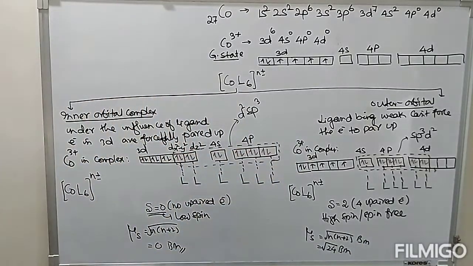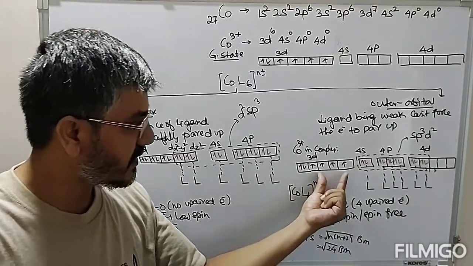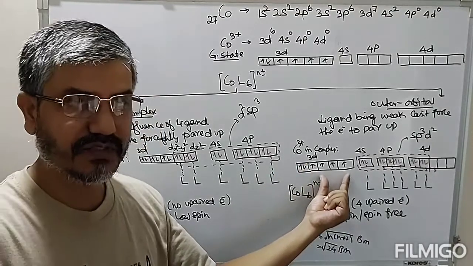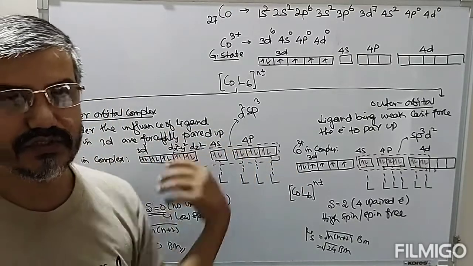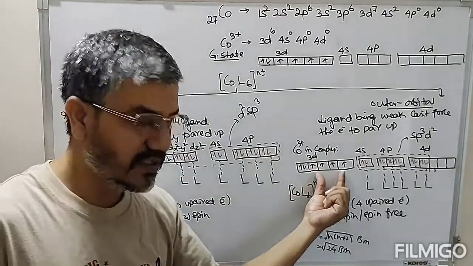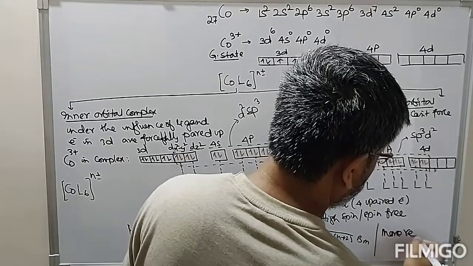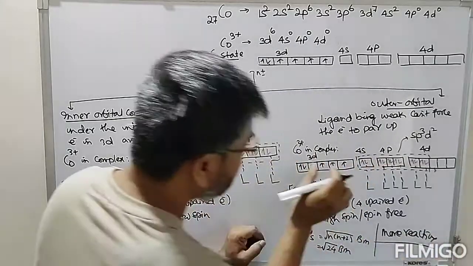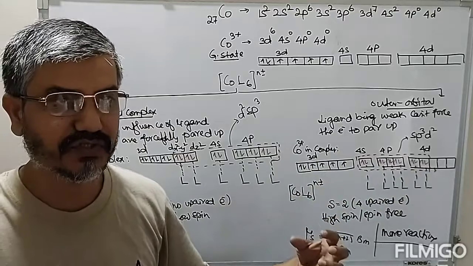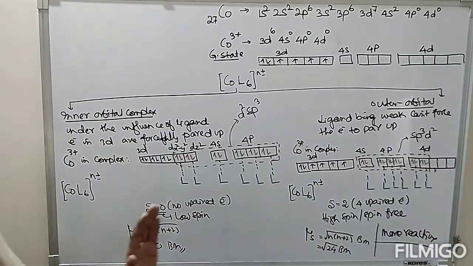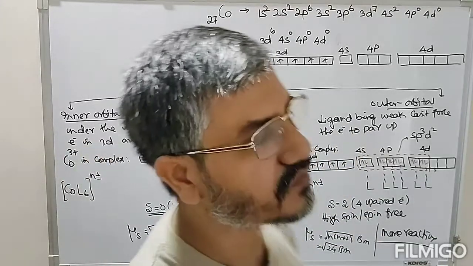So we have a high spin complex. Since even after the formation of the complex there are some unpaired electrons, due to the presence of these unpaired electrons, the complex can easily undergo oxidation or reduction. So this is what we call more reactive. The reactivity is due to the presence of unpaired electrons in the 3d orbital even after the formation of the complex. So this is how octahedral inner orbital and outer orbital complexes are formed.